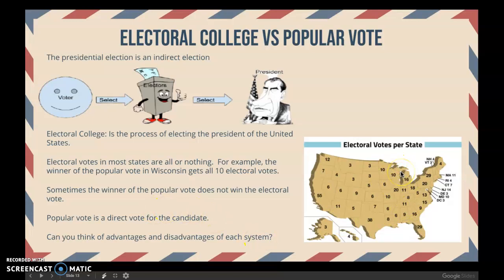So you'll see in Wisconsin we have 10 electoral votes, and all 10 of those electoral votes will go to one candidate. It's not split, like one candidate would get some number and another candidate would get another set of numbers.